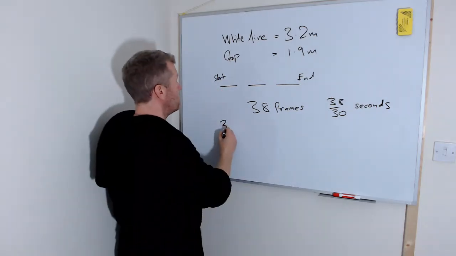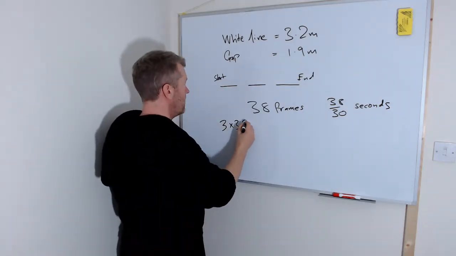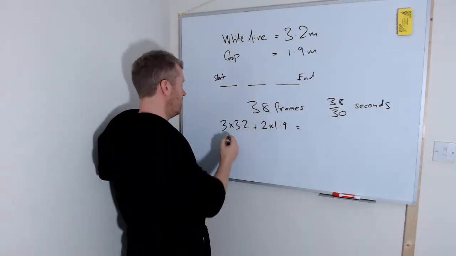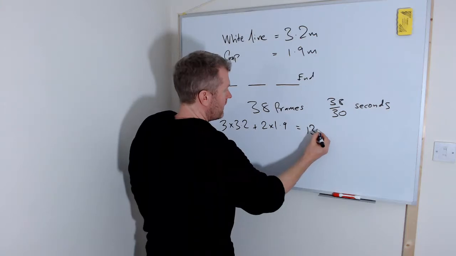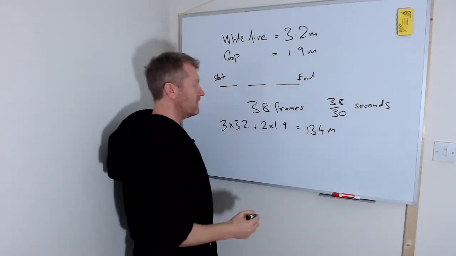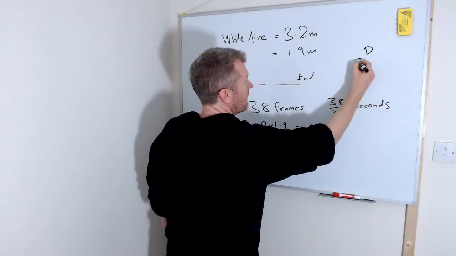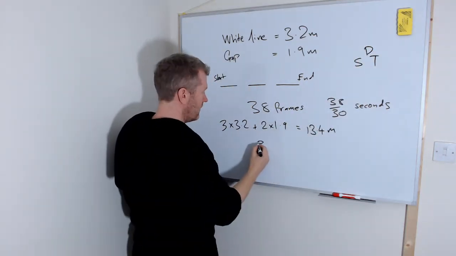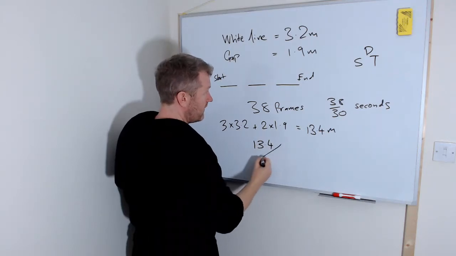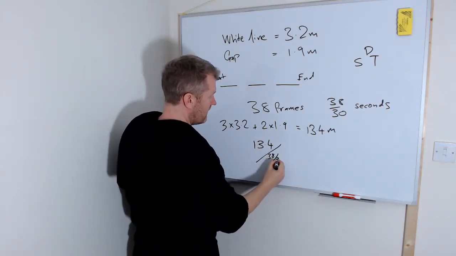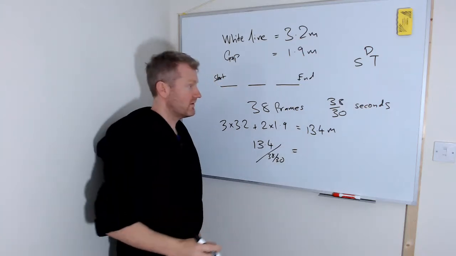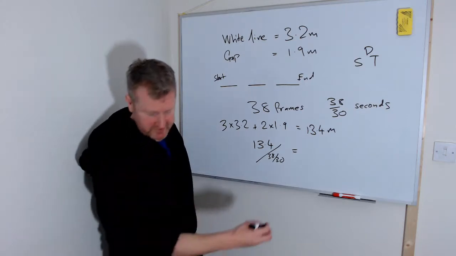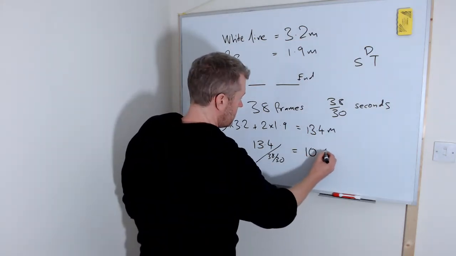So that's 3 times 3.2 plus 2 times 1.9 is equal to 13.4 meters. So now we do, as we said, don't forget this, distance divided by time, 13.4 divided by 38 over 30, and that gives us, bear with me, 10.6 give or take meters per second.